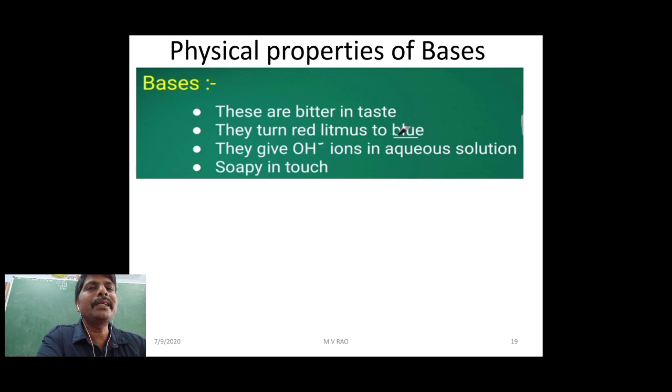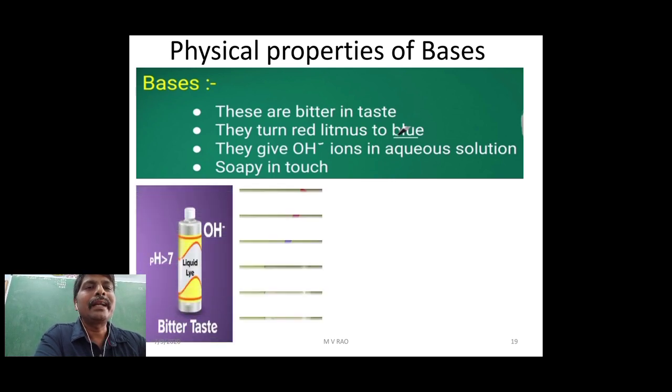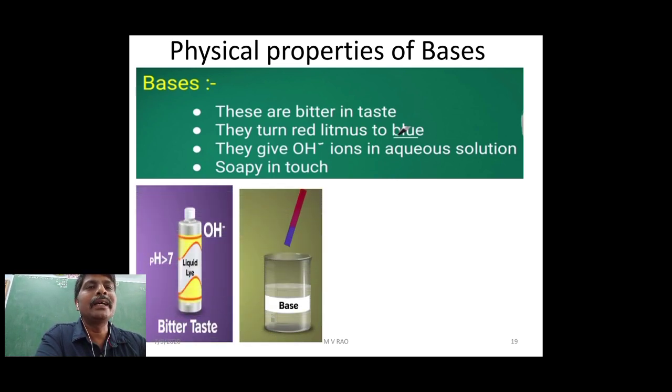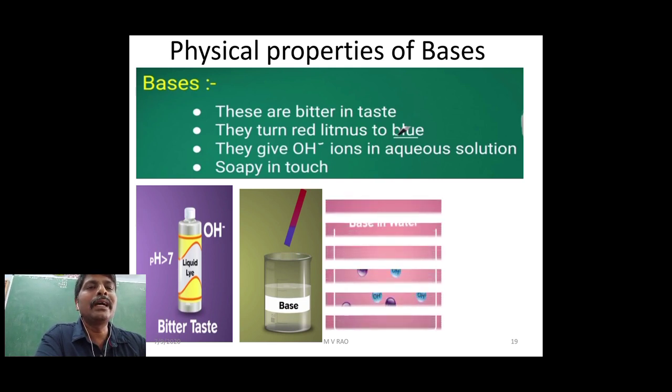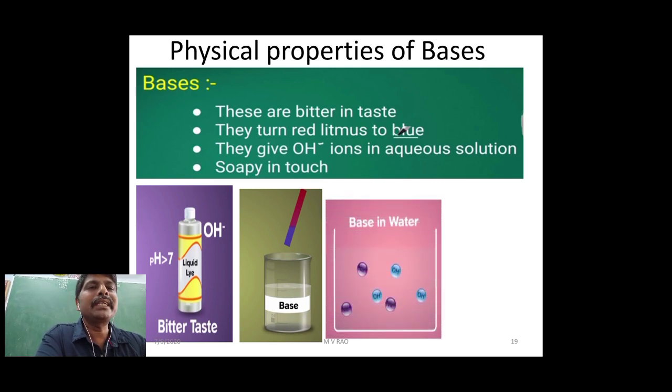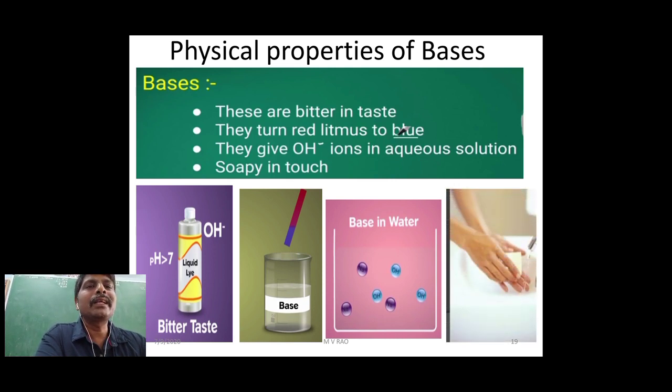Some physical properties of bases. They are bitter in taste. They turn red litmus to blue color. They give OH minus ions in aqueous solution. They are soapy to touch. What are the physical properties? First four properties: they are bitter in taste, they turn red litmus to blue litmus, they give OH minus ions in aqueous solution, that means water, and they are soapy to touch.